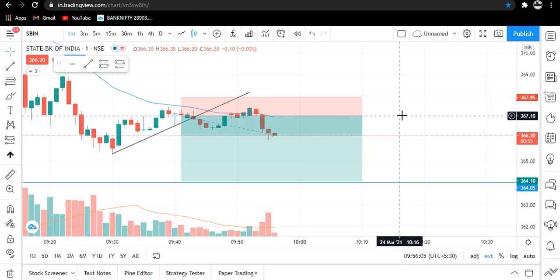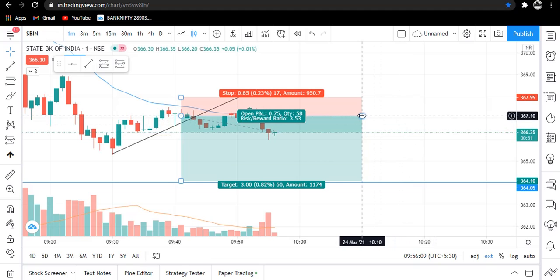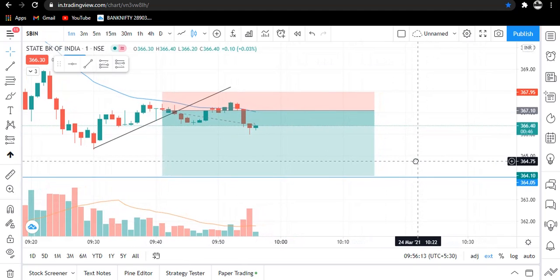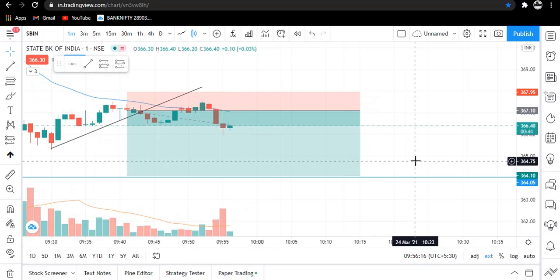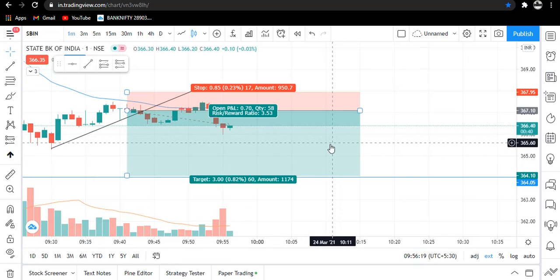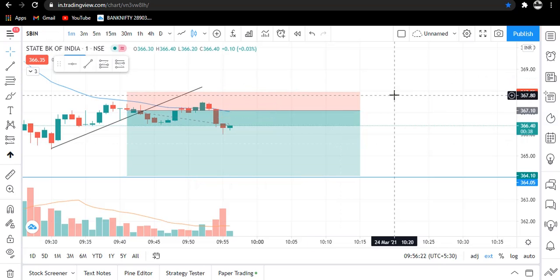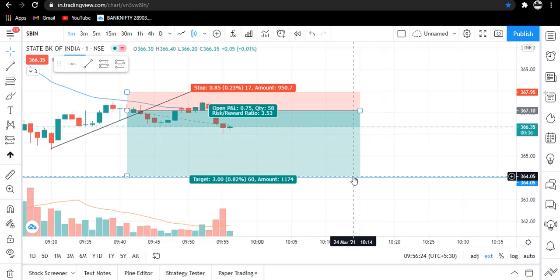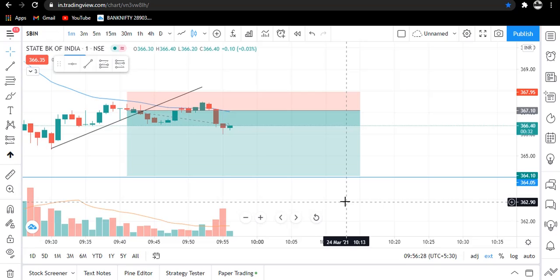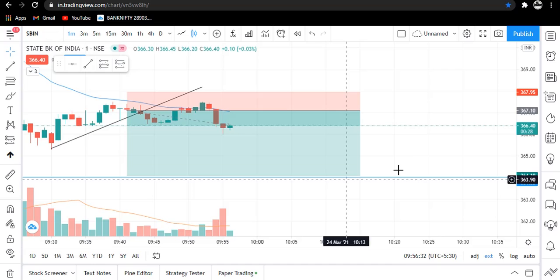So traders, in those days I had not taken a trade, but today I have taken a trade in SBI, you can see here, and today we are trying to get a risk reward ratio of 1:3.53. So this is the stop loss and here is the target. Okay traders, so now let me explain the setup which I am using in this trade.